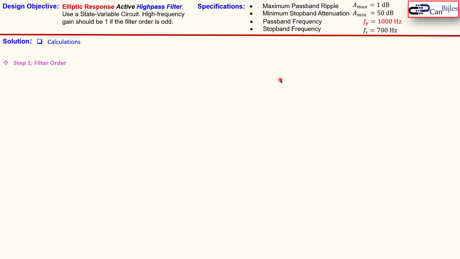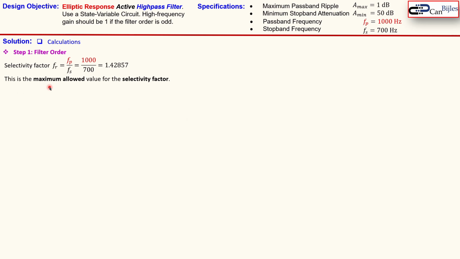Okay, first the filter order, that is our first step. We look at the selectivity factor, and for our high pass filter design we need to look at the ratio, the passband frequency over the stopband frequency. So that is the 1000 over 700. That is approximately 1.428, etc. And then we need to use this value in order to determine from the table what the filter order must be. Now this is also the maximum allowed value for the selectivity factor, so you cannot go above this. You can go down, so it can be, for example, that this is 1.4, that is better, but you cannot go, for example, to 1.5.